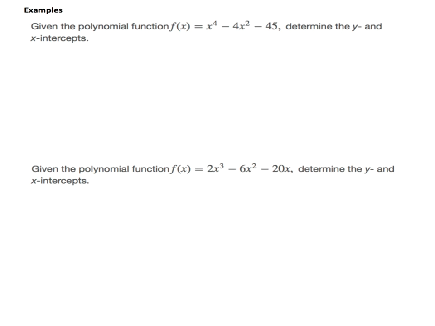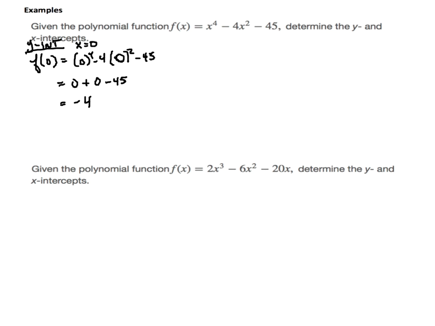So given this polynomial, determine the x and y intercepts. The y-intercept is the easiest one to find, so we'll do that first here. And to find a y-intercept, I just plug in 0. Or let me label this. This is the y-intercept. So I'm going to plug in 0 for x. So f of 0 is 0 to the 4th minus 4 times 0 squared minus 45. That's 0 plus 0 minus 45, and that's just negative 45. So here's a hint.